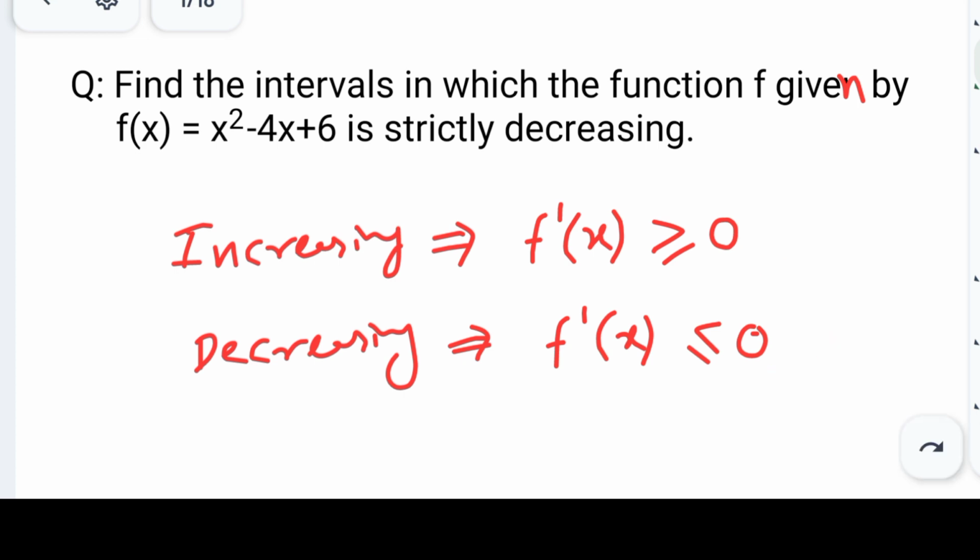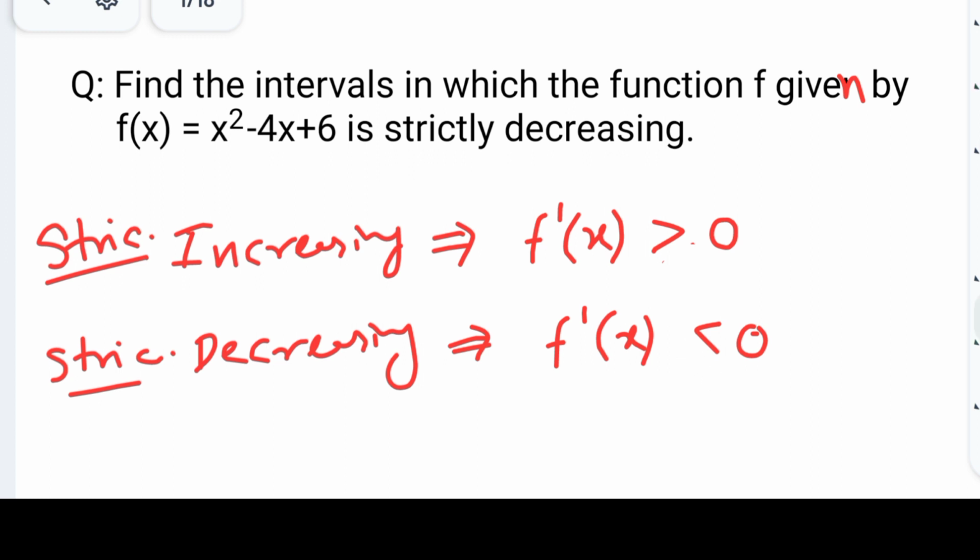Suppose I am telling strictly increasing. Strictly increasing means this equal sign I will remove, so f'(x) will always be greater than 0, not equal. Similarly, strictly decreasing means f'(x) will be less than 0. That is the only difference between strictly increasing and increasing. In increasing I include the equal sign, and in decreasing I include the equal sign. In strictly, I will remove that. I hope this concept is clear.